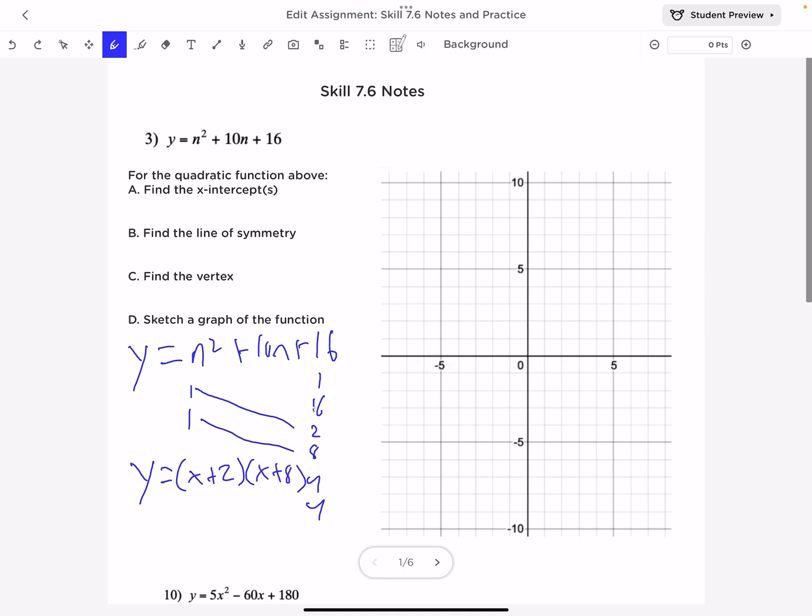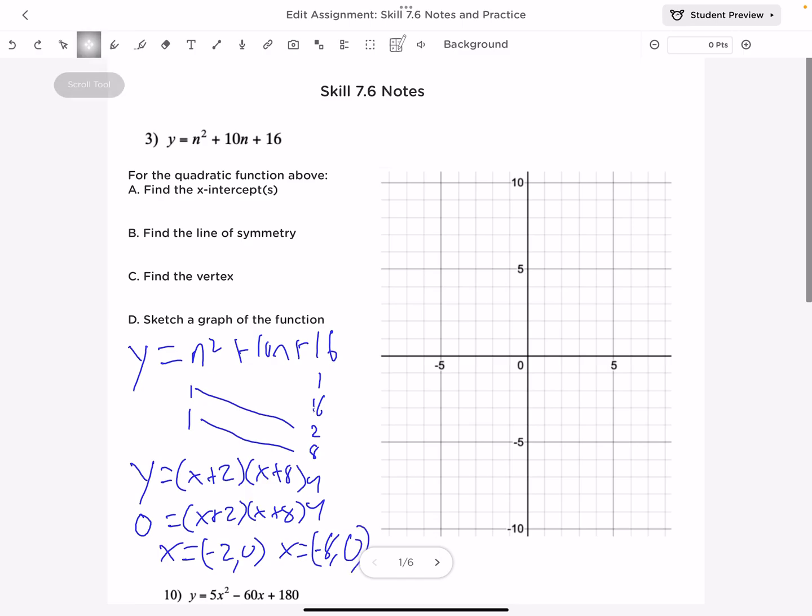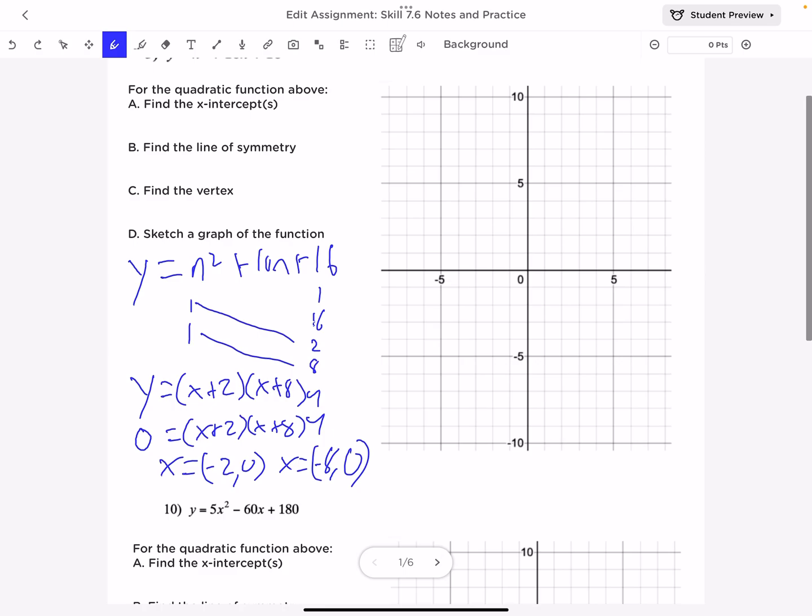Now, once I've factored it, I'm trying to find the x-intercepts. And so that's going to be 0 is equal to x plus 2 times x plus 8. And then when we solve each of these to equal 0, we should get x is equal to negative 2 and x is equal to negative 8, which means our x-intercepts are negative 2, 0 and negative 8, 0, like that. So when I plot these, I would go to negative 2, 0, and then negative 8, 0, just like this.